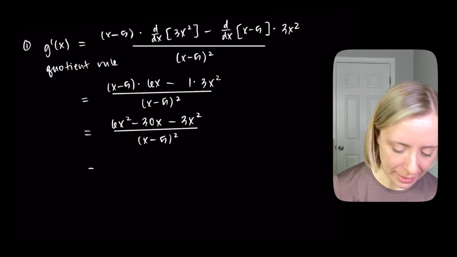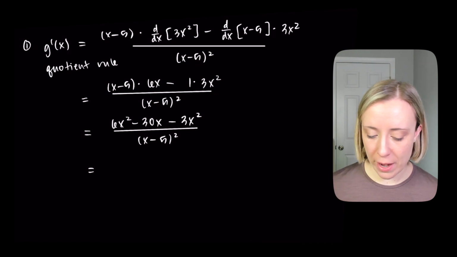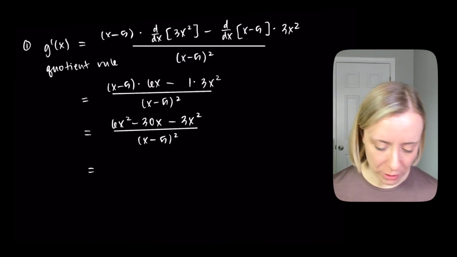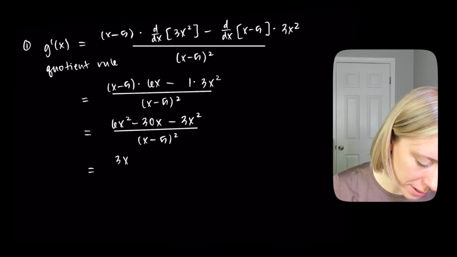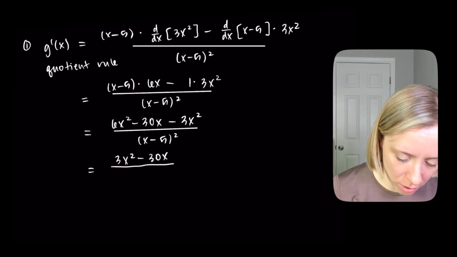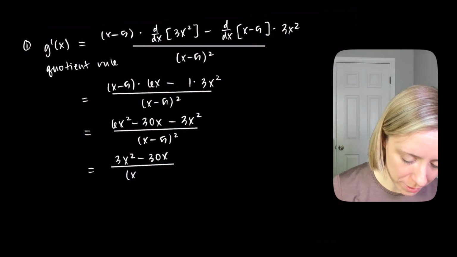And now we can combine like terms. So the 6x squared minus 3x squared, those are 6 and 3 of the same thing, so we're going to be left over with 3x squared minus 30x, and that's all over x minus 5 squared.